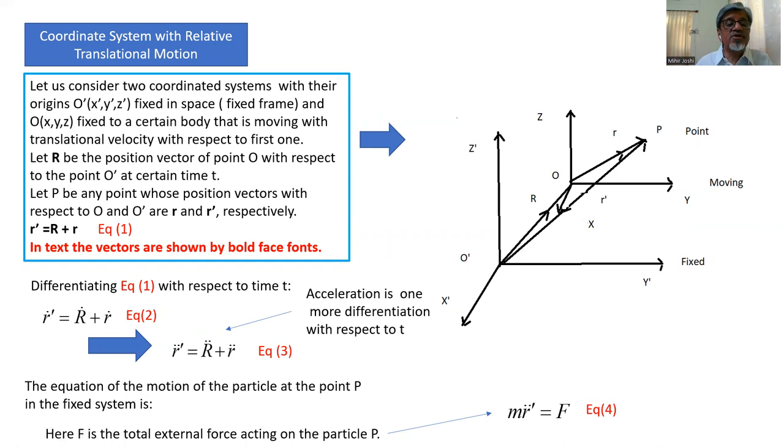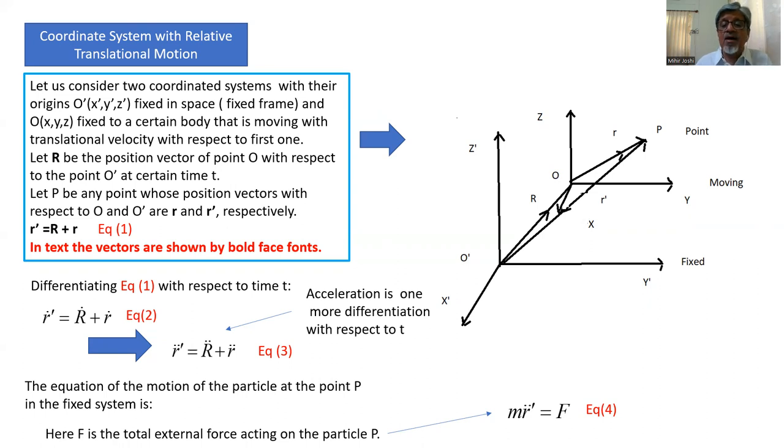Now taking a differentiation with respect to time, r dot prime is equal to capital R dot plus r dot. And if we take one more derivative, that shows the acceleration. So r double dot prime is equal to capital R double dot plus small r double dot, that is equation number three.